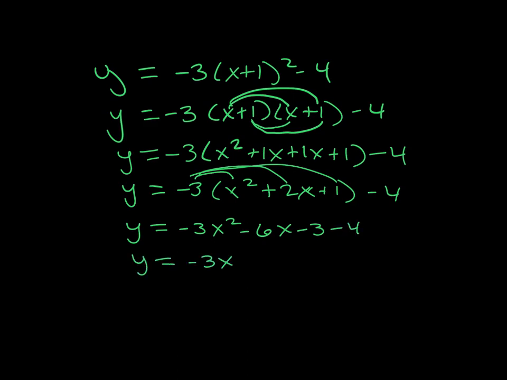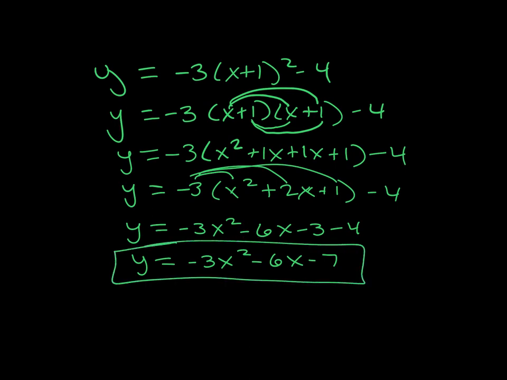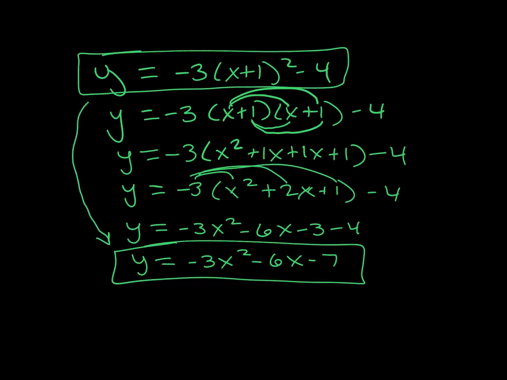And I have one more like term to combine. And that's -3 and -4 to make -7. And now I've written this original quadratic, and I've taken it from vertex form, and I've put it into standard form. And you can do that as well with x-intercept form.